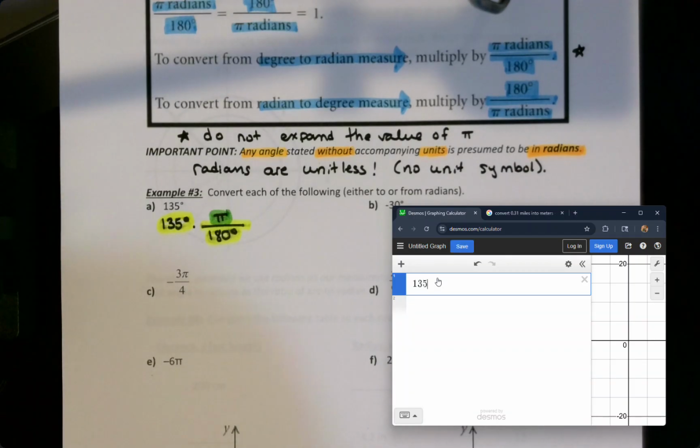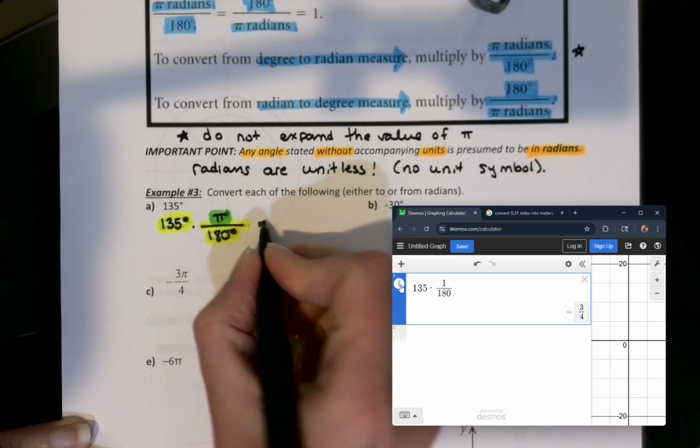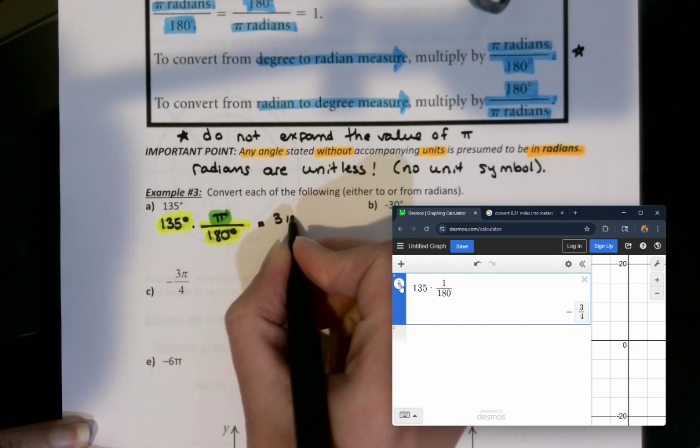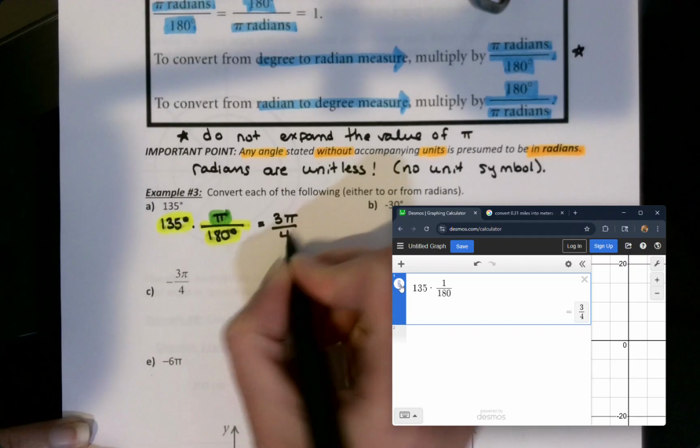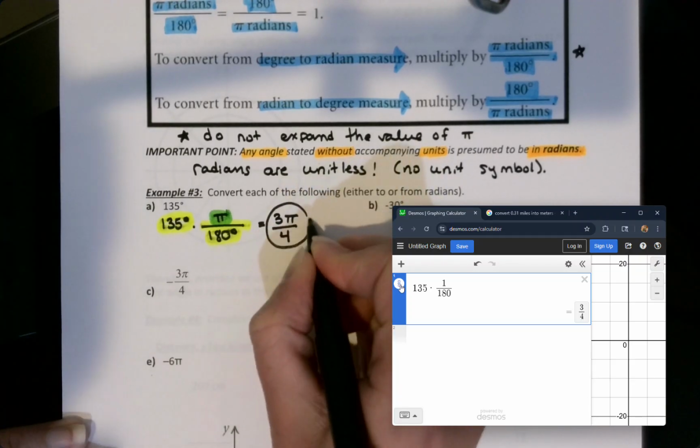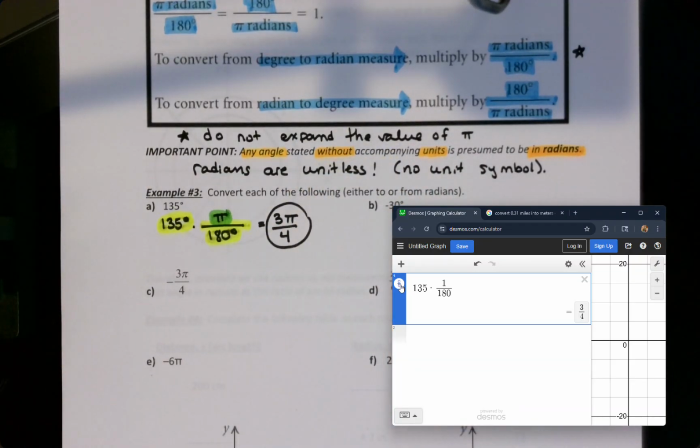So 135 times 1 over 180, or you could do 135 divided by 180. I am going to use fraction form wherever possible. So this reduces to the fraction 3/4 of pi, or 3 pi over 4. So 3 pi over 4 is the simplified version of this angle in radian measure.